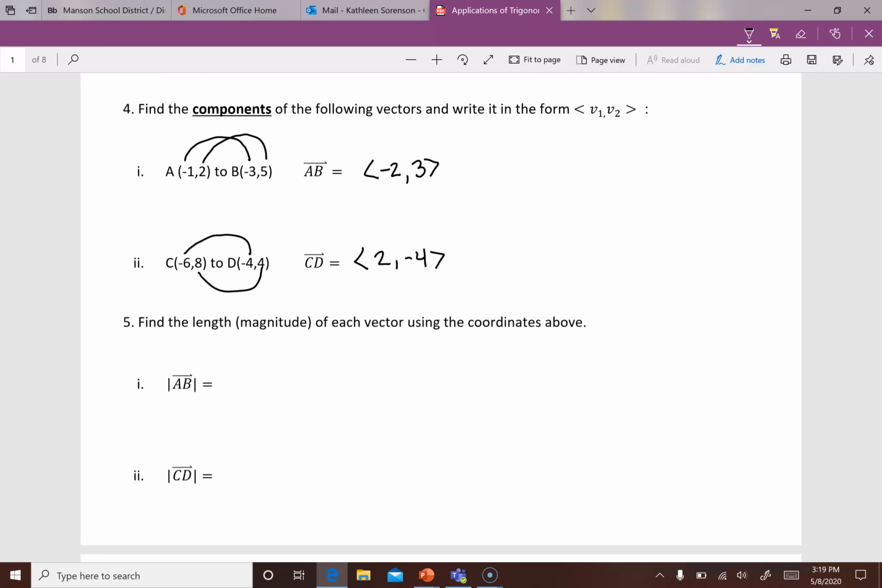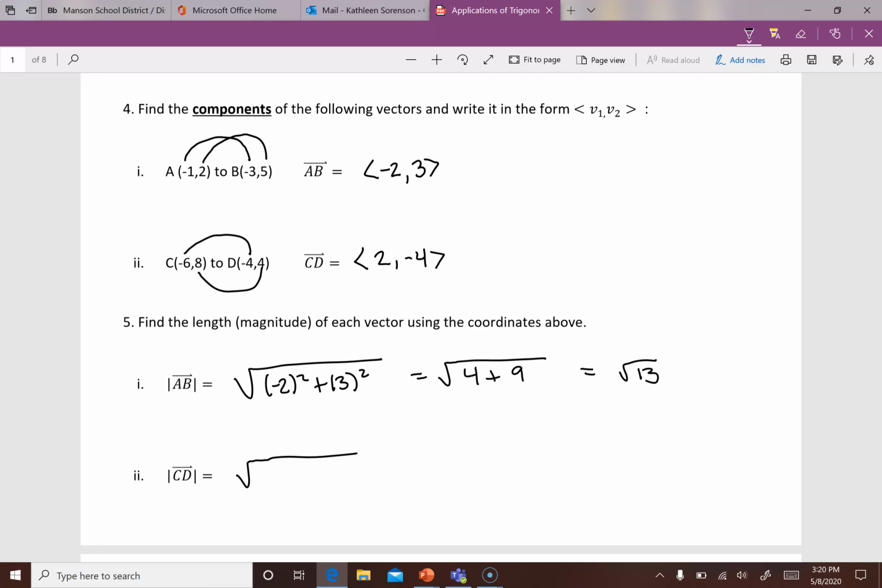So now I need to find the magnitude of each vector above, so I just have to do the square root, and I'm using this answer right here. And I'm doing -2 squared plus 3 squared, and that's going to give me 4 plus 9, which is equal to the square root of 13, and that's not reducible.